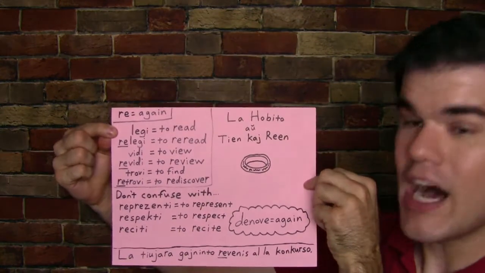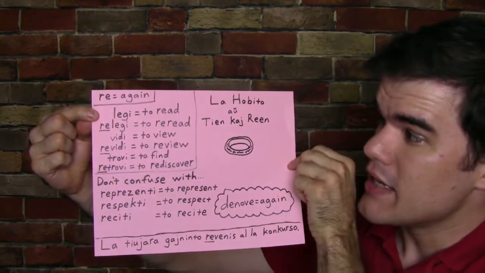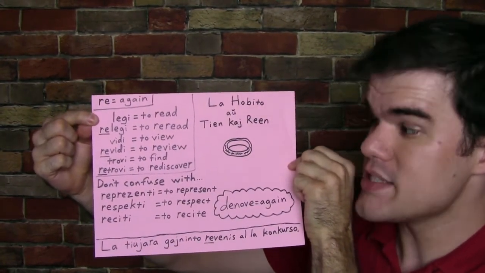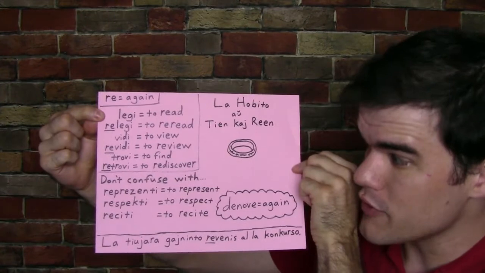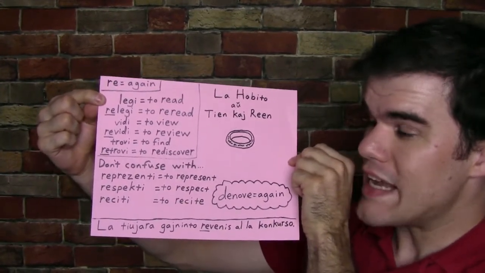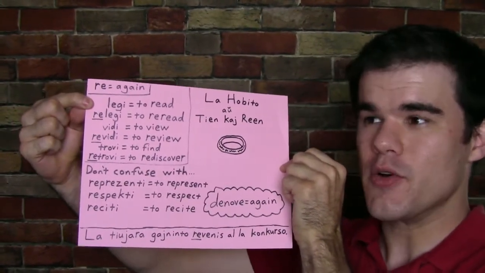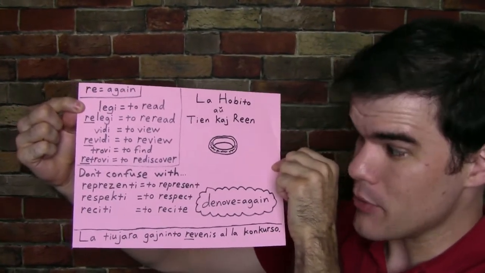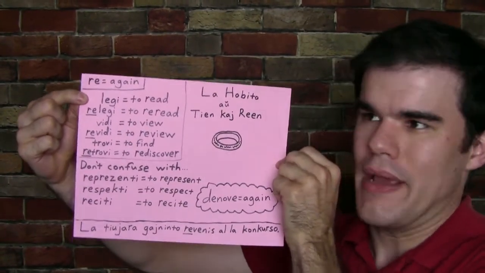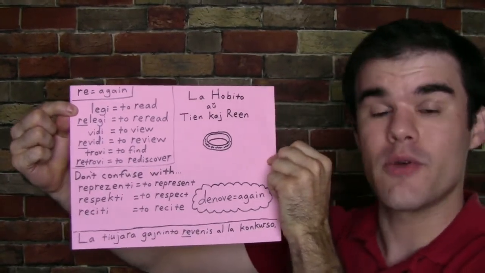Next we have re. Re means again, okay? Very similar to many of the times we use it in English. Legi is to read, relegi is to reread, vidi is to view, revidi is to review, trovi is to find, retrovi is to refind or to rediscover. Don't confuse this though with words that happen to begin with re but aren't specifically using re as a prefix there.